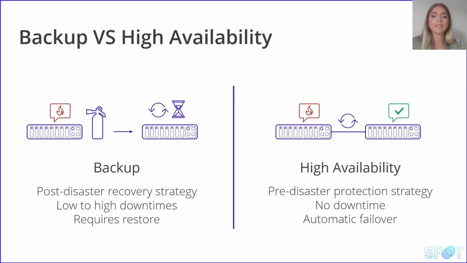In high availability, the idea is different. Instead of trying to fix something that is broken, we want to prevent it from breaking. So we can call it a pre-disaster protection strategy. The goal is to have no downtimes at all, and to do that, we use synchronization between devices and automatic failover to ensure that your data is always available.